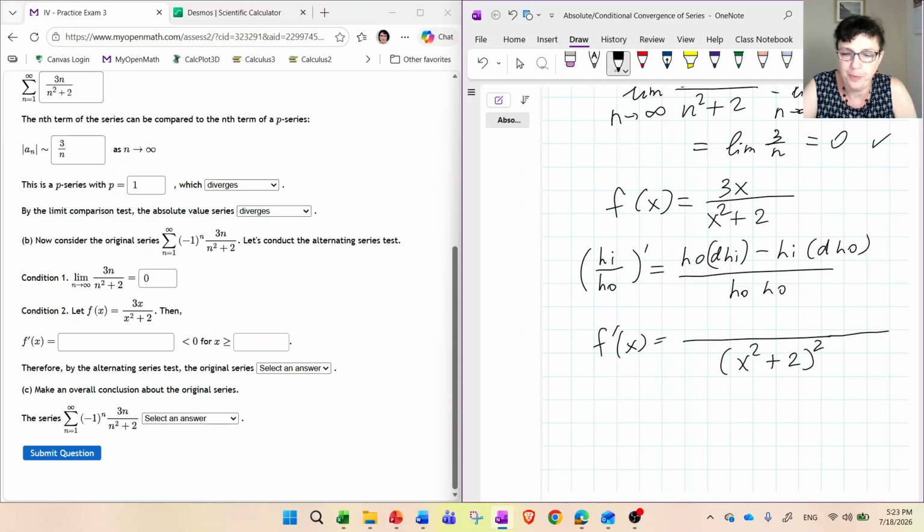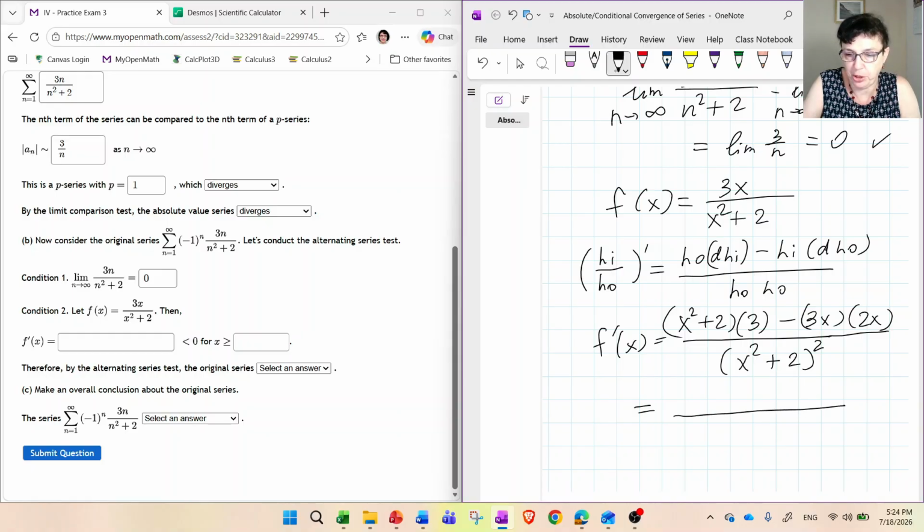Okay, so what's on the top? Well, that's ho, which is x squared plus 2, d high, derivative of the top, which is 3, minus high, which is 3x, d ho, derivative of the bottom, which is x squared plus 2, which is 2x. Do not try to divide x squared plus 2 with the top and the bottom. That is a very bad mistake. You cannot ever simplify it like that. Just trust me. Don't touch the bottom. Because that's a bad idea. It's algebraically not correct because you also have this other term here.